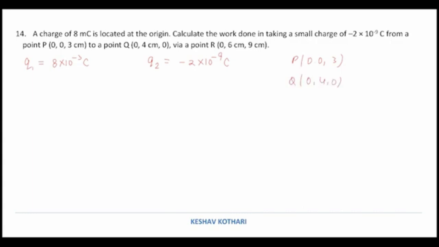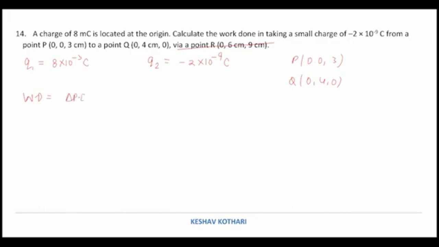So the first thing that is clear about this question is that point R doesn't contribute anything, because the electric field is an example of a conservative force field, and the work just depends upon the initial and final position, irrespective of the path the particle takes during its journey from one point to another. So the question we are asked is to calculate the work done. Work done can simply be written as the change in potential energy.